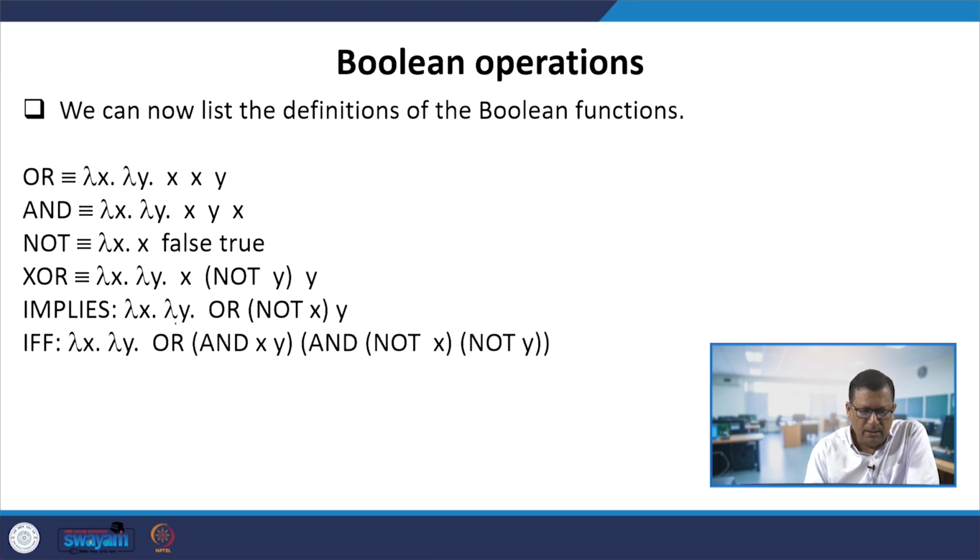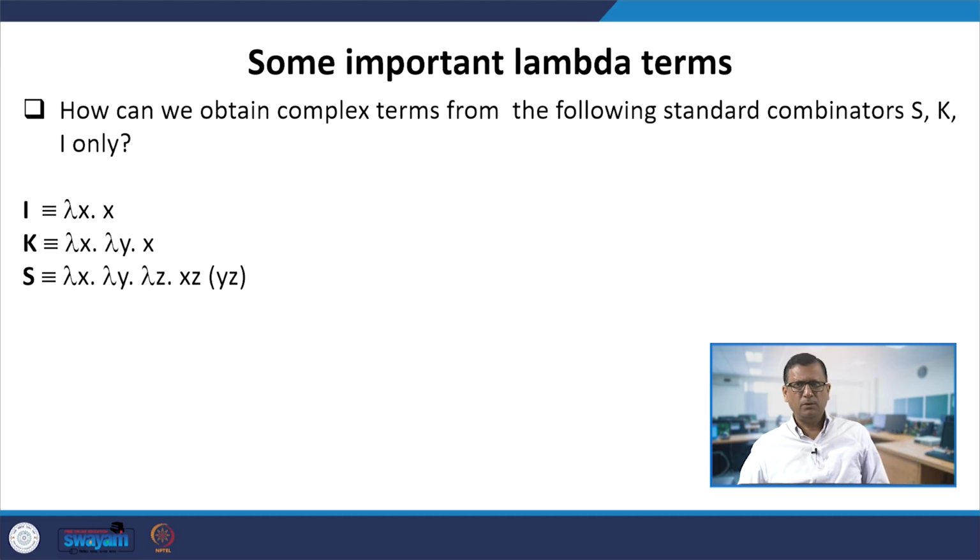Now, x implies y will be OR of not x, y, and if and only if we are going to write OR, then AND x y, AND of not x, not y. So, now we take on some standard combinators.